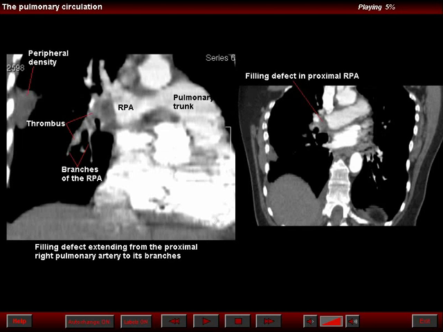Coronal, slightly oblique reconstruction confirms the presence of a large filling defect in the right hilar region. Note the peripheral pulmonary density with a medial convexity, a classic Hampton's hump, and the image to your right is at another level, showing the peripheral densities and the filling defect corresponding to a pulmonary embolus in the right pulmonary artery.